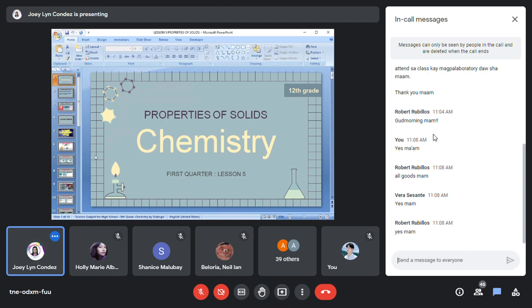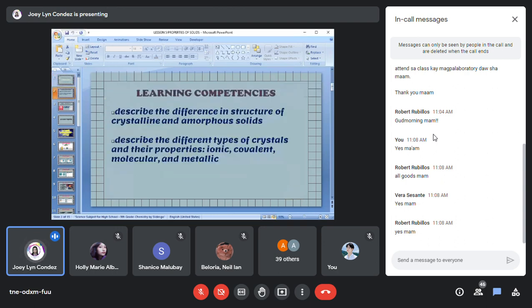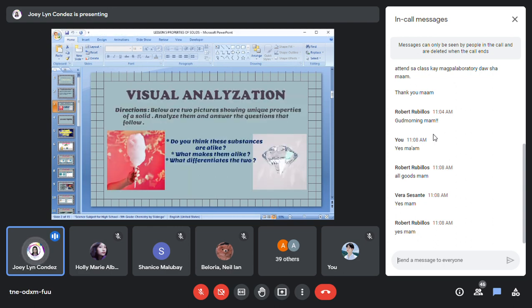Okay, so again, we will be dealing with the properties of solids this time. So our lesson will focus on these learning competencies. We have: describe the difference in structure of crystalline and amorphous solids, and describe the different types of crystals and their properties: ionic, covalent, molecular, and metallic. Before we proceed to our lesson proper, everyone, let's have this short activity first.